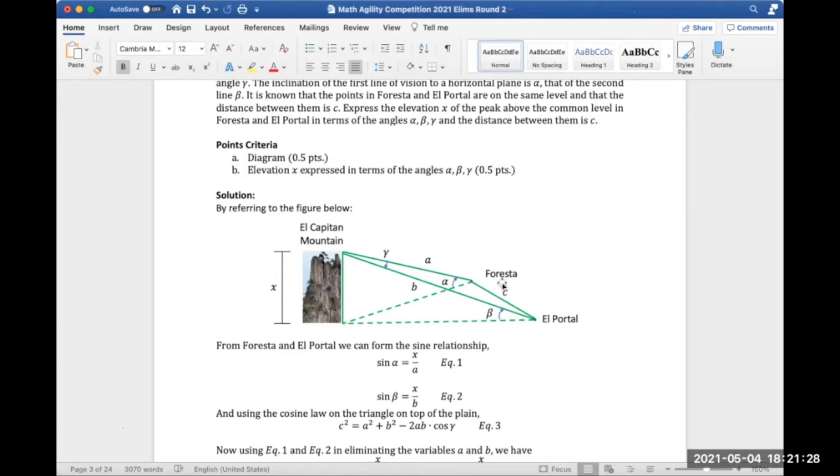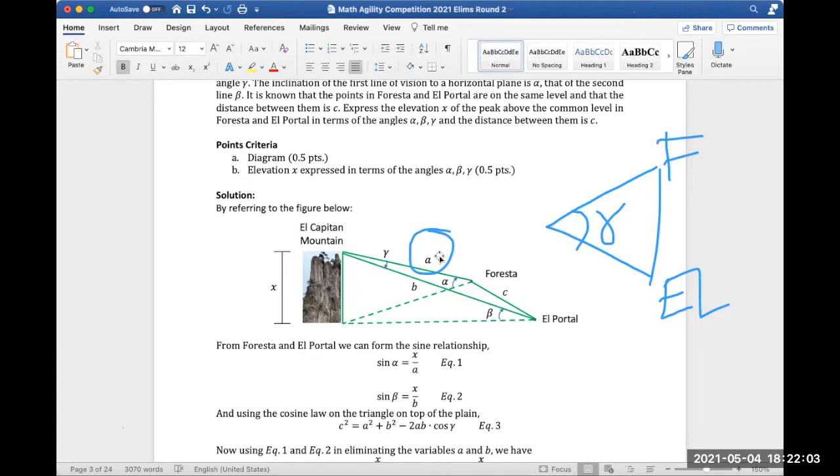And it says the distance between the two cities is C. And if you're on the top of the mountain, the included angle will be gamma. So if you're looking at the top view of this, this would be your gamma here. So this is Foresta and this is El Portal. And then also given is the distance of the peak to Foresta, which is A. So this is that value here. And then the distance of the peak of the mountain to El Portal is B. So that's the value of that.